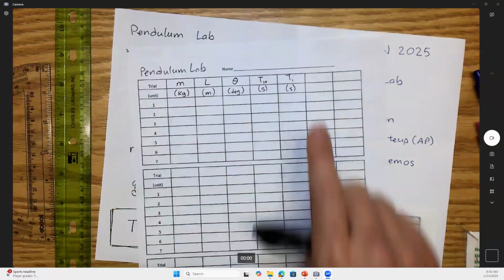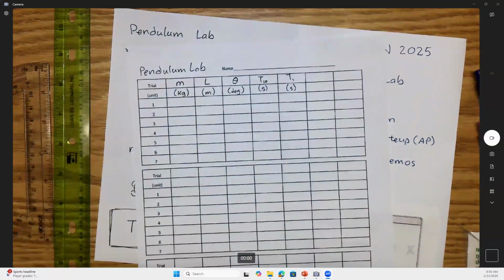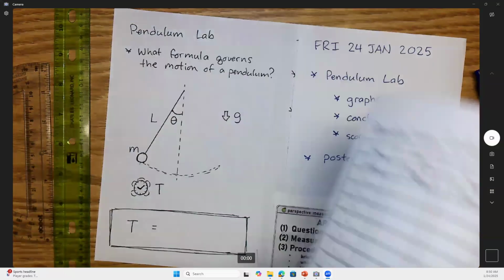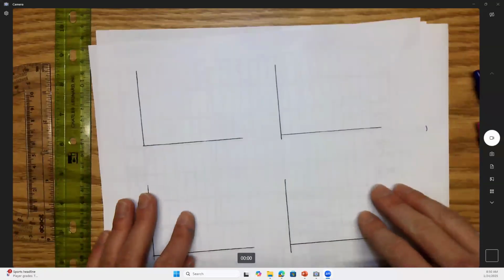So that'll be nice. All right, so mass and time period. Who wants to volunteer some data for mass and time period? All right, how about Alec? You got some good data for that? All right, so let's do graphs here.